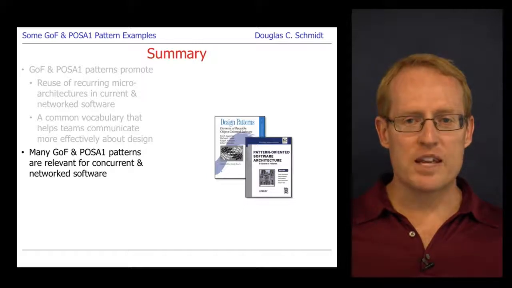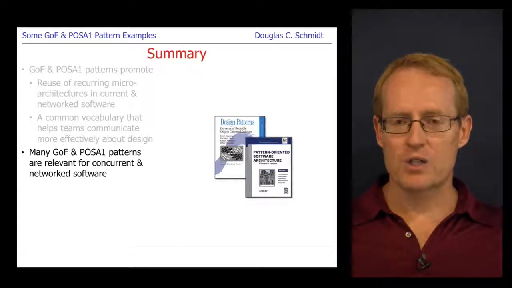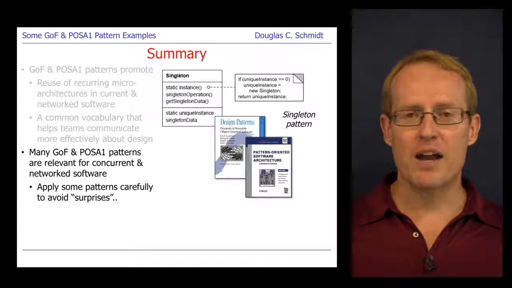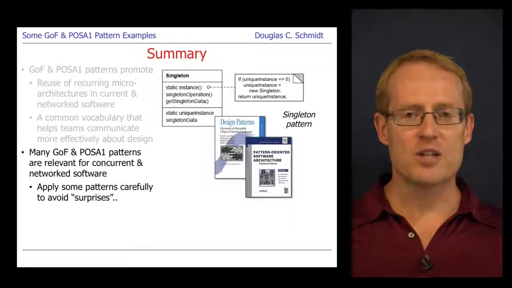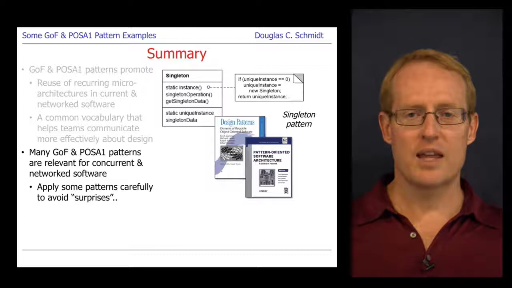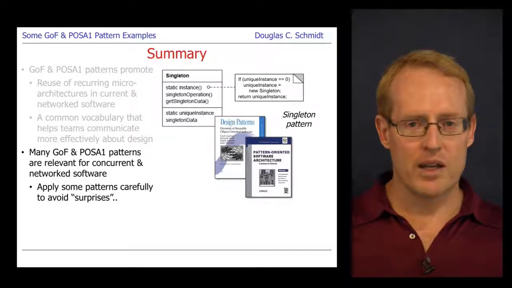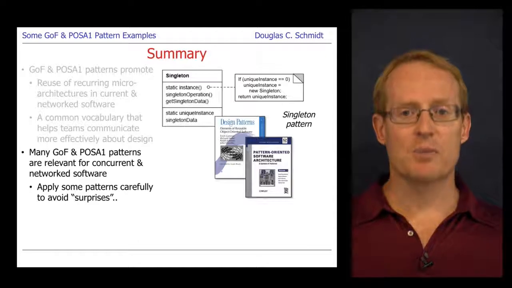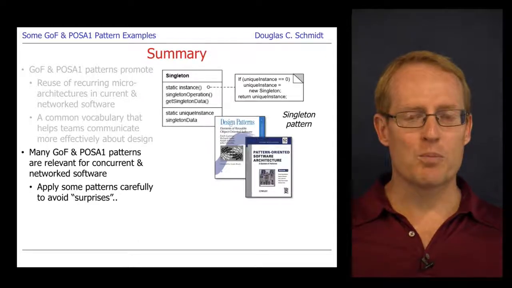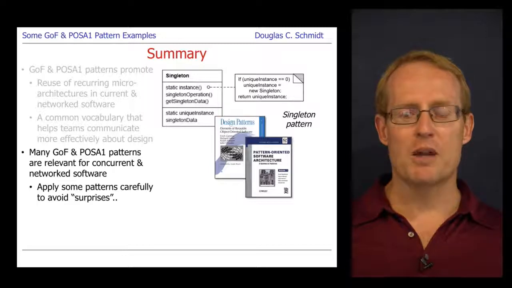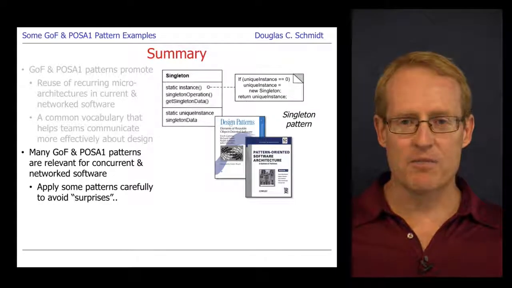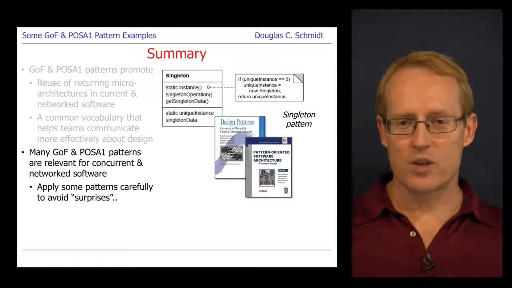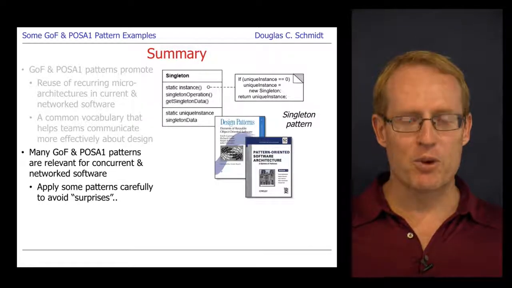Many of the patterns we've seen in the Gang of Four and POSA 1 are relevant for concurrent and network software, but you have to be a little careful because not all the patterns were initially designed thinking through all the forces and all the considerations and constraints that arise when you use them in concurrent network software. In one of the earlier modules, we talked about the singleton pattern and how you have to be careful when you apply it in multi-threaded or concurrent environments because of some of the issues having to do with memory models and race conditions that might otherwise arise. Other patterns, especially in the Gang of Four book, were not necessarily designed with concurrency in mind, so you have to think carefully before you apply them.